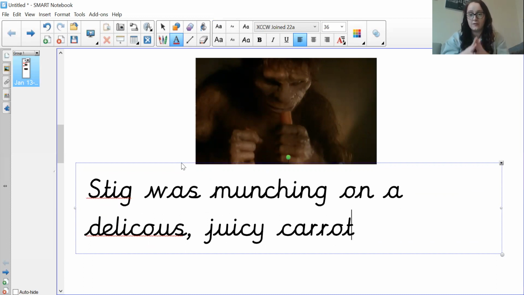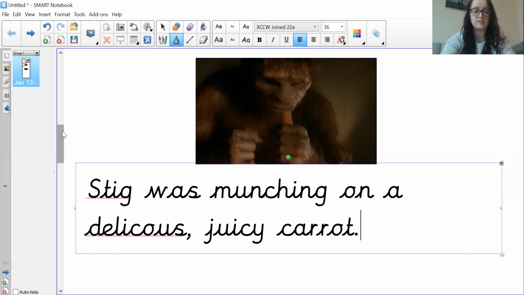Now, if you look at Miss Dunn's sentence there, what can you see that I've included? Well, I've included my expanded noun phrase, haven't I? Delicious, juicy carrot. Carrot being my noun, delicious and juicy being my adjectives, my describing words. So, Stig was munching on a delicious juicy carrot, and I'm going to put a full stop there just to show you that it makes sense as a sentence like that. But I am going to expand it. I'm going to make it that little bit bigger. So let's have a look.